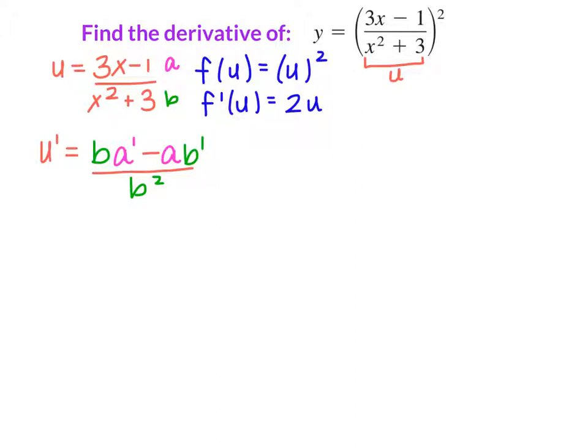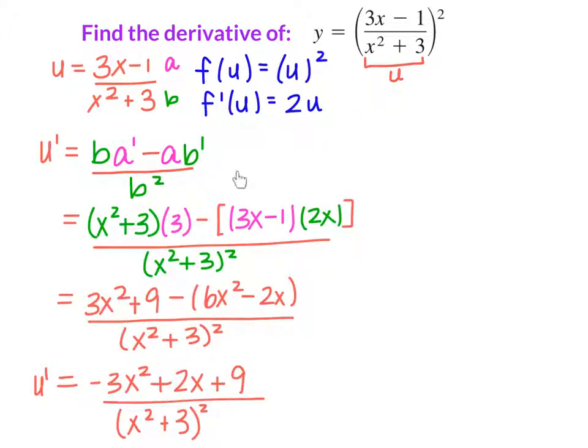So the first thing I notice when I break this apart is that u is this fraction right here, but in order to find u prime, I'm going to need the quotient rule, which we'll work out in just a moment. So f of u is just u squared, so the derivative of that is 2u, which once we find u prime, it'll be quite easy to do the chain rule. So let's work out u prime.